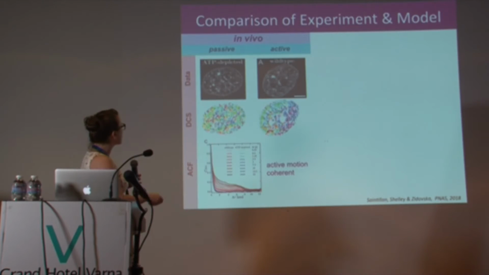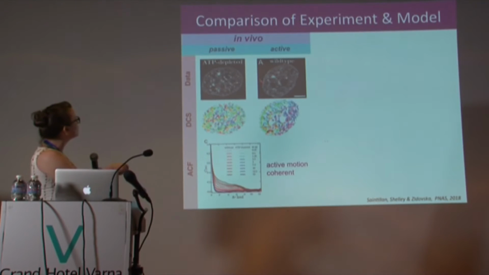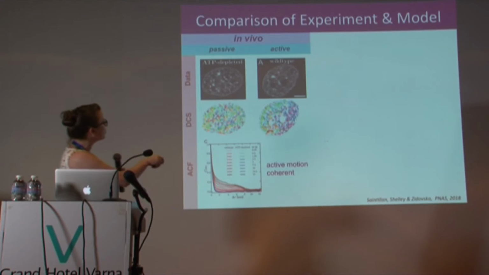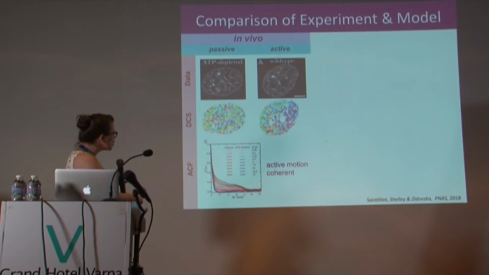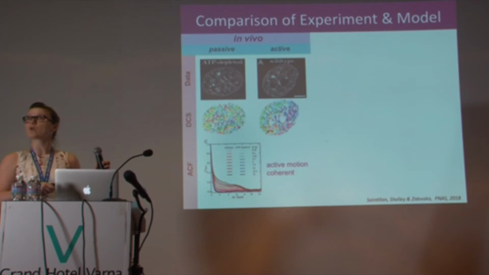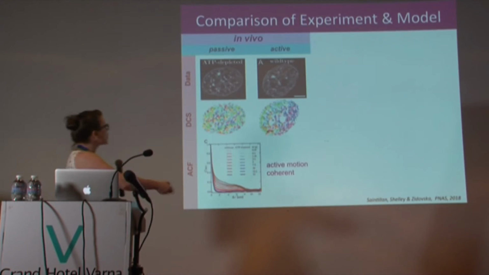So this is what I have shown you before: our ATP-depleted, passive chromatin dynamics, the active control state, the DCS data that we collect, and this is the correlation function that we measure. The red curves correspond to the correlation function for these different time scales, where now, instead of colors, I have different shades of red. So you see coherent motion for the wild type, whereas for the ATP-depleted, those are the blue curves that are all collapsed on each other.